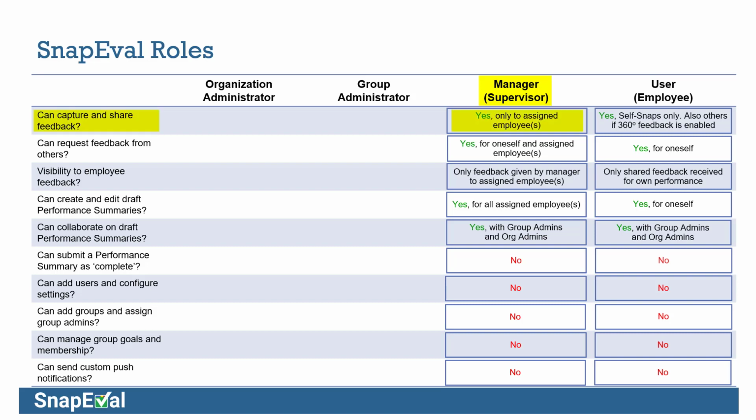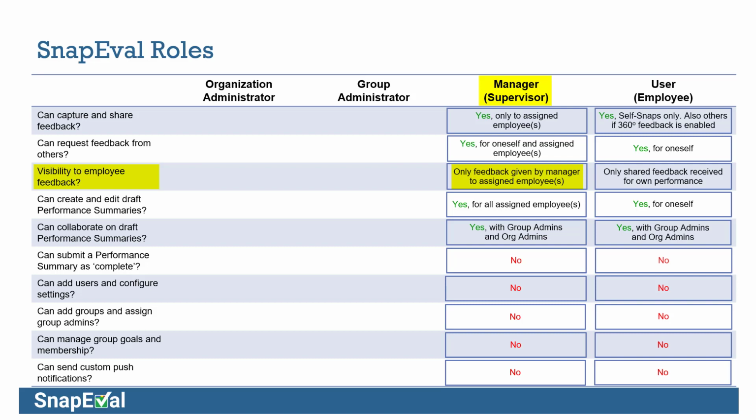The primary thing, of course, is that they're allowed to give feedback to others that are assigned to them as reports. And so essentially they can give feedback to their assigned reports. The caveat with this role is that they are only allowed to view the feedback that they themselves have given to their assigned employees.